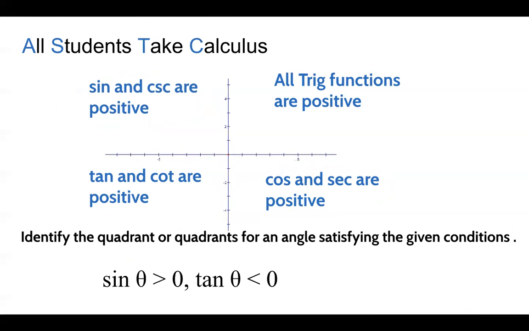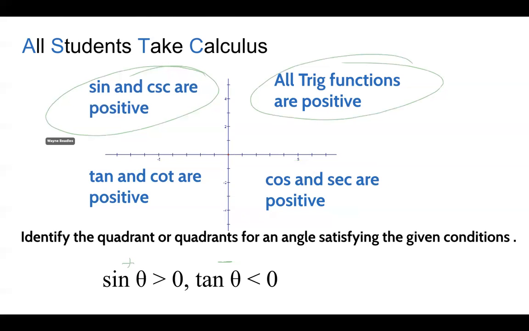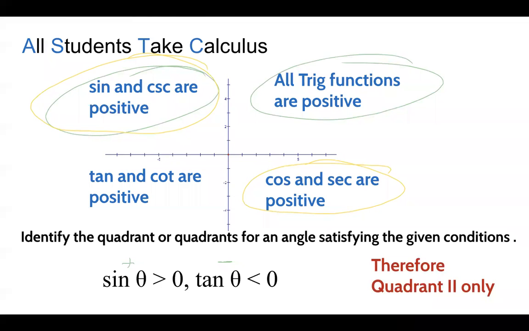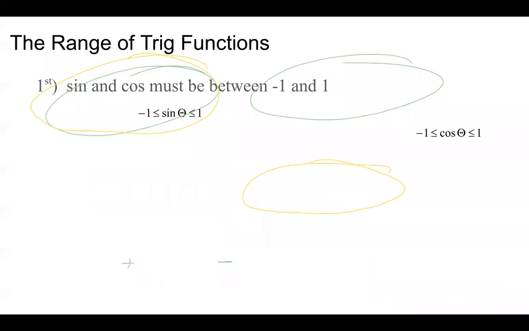Here's another one. Sine is positive because it's greater than 0. Tangent is negative. So when is sine positive? Here and here. And when is tangent negative? Well, tangent is positive in the third quadrant, so it'd be negative here and here. So where is it circled twice? The second quadrant. So our answer is the second quadrant.